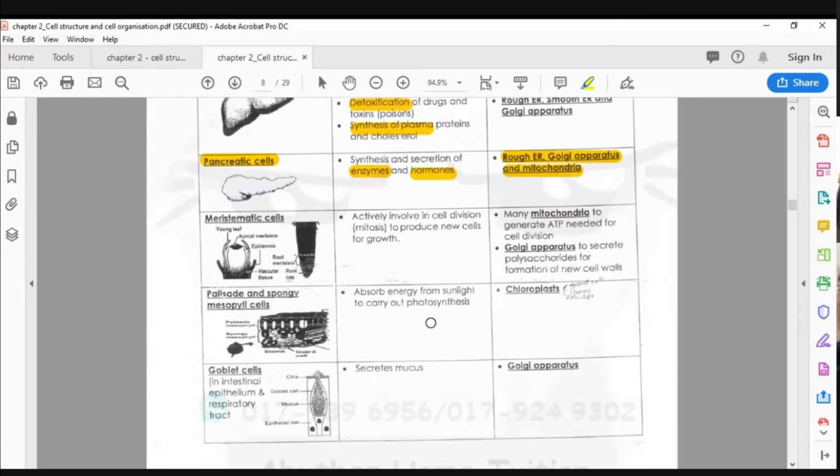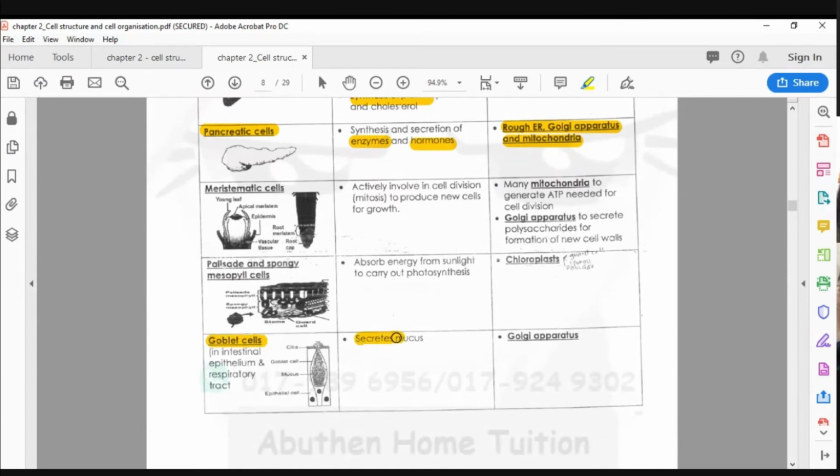Okay. Next, this one. Goblet cells secrete mucus. Always remember. What is mucus, guys? Mucus is a kind of sticky fluid. When you have a runny nose, the fluid that comes out is mucus. When your mucus becomes more sticky until it is yellowish, we call that sputum. This mucus is secreted by goblet cells.